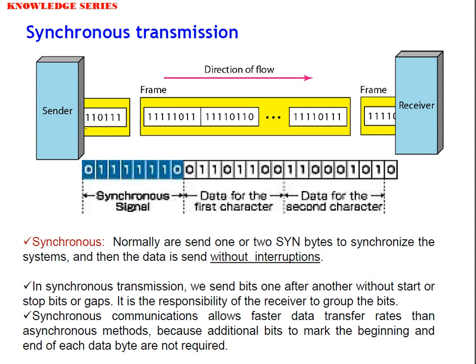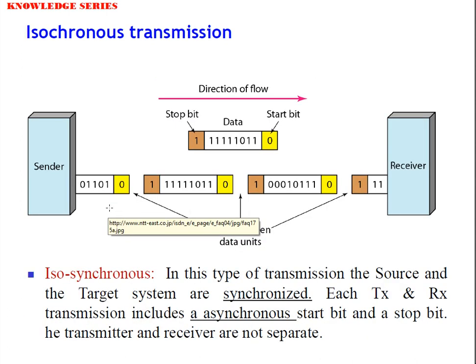After this, when the next frame starts, before the start there should be a flag. So the blocks can be distinguished from each other by using a flag. That is how synchronous works. Synchronous communication allows a faster data transfer rate than the asynchronous mode, because additional bits to mark the beginning and end of each of the data bytes are not required. So that's how it is able to process much faster. Only we can use a flag.